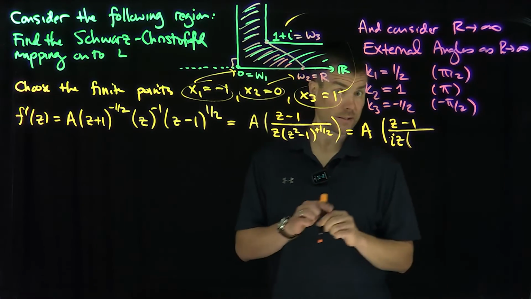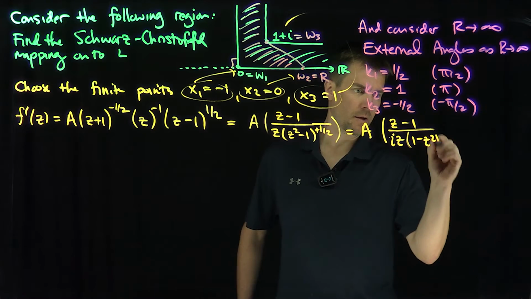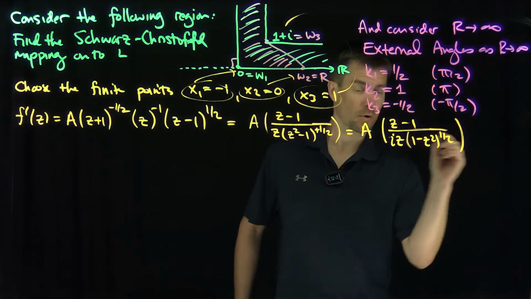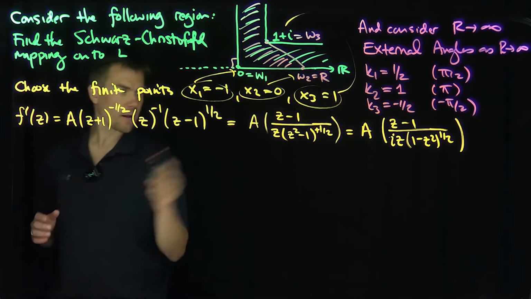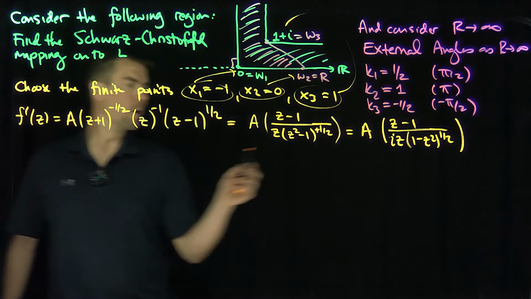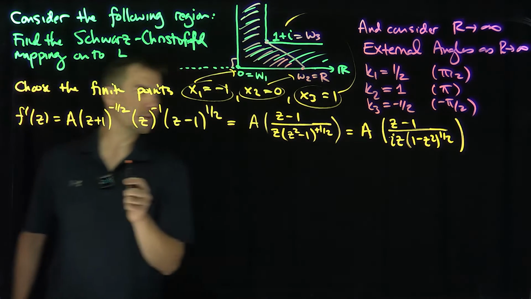What do we like to see? We like to see a 1 minus z squared to the 1/2, like that. Great, okay? And so now let's consider this expression over here. So what I can do is I can write this in the following way.